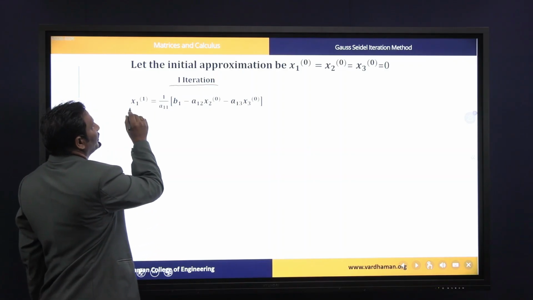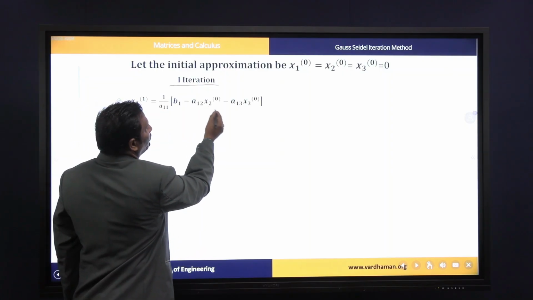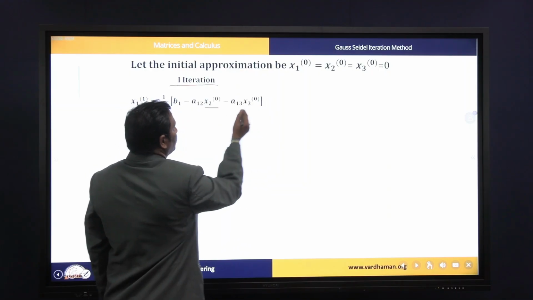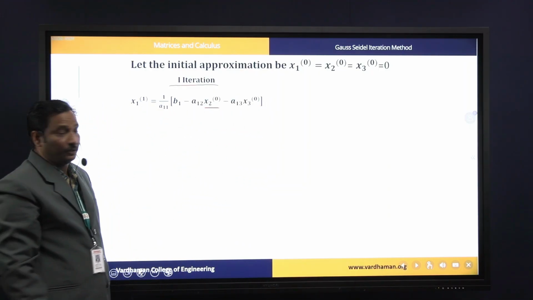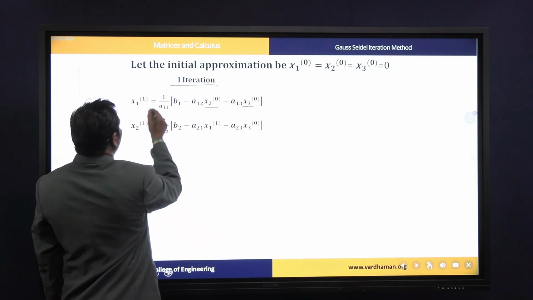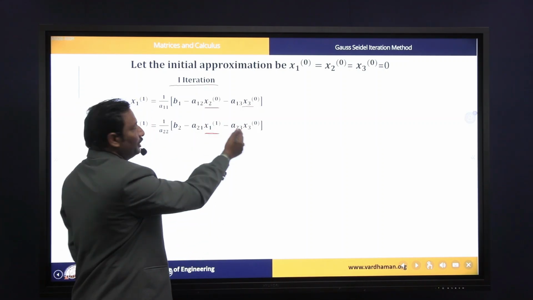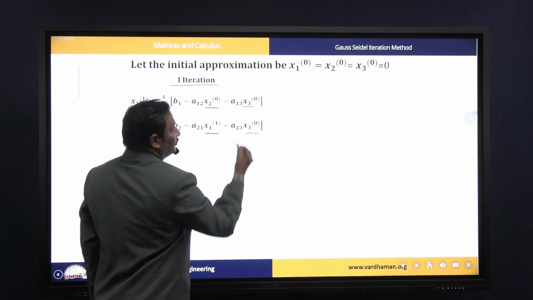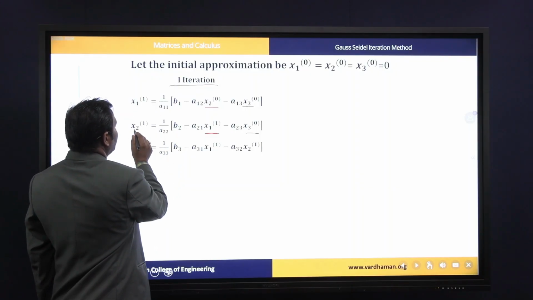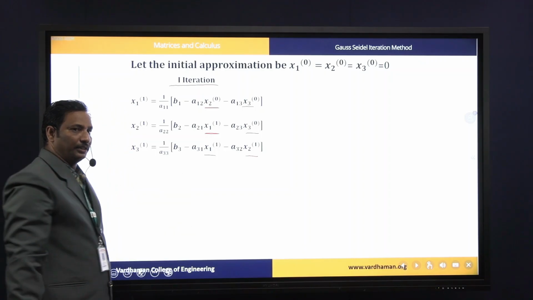In the first iteration, write x1 by substituting in the previous equation the initial approximations of x2 and x3. So we get the first approximation value of x1 and then of x2. Whatever approximation we got in the first approximation should be used at the next step, so that we get a resultant value. And for the first approximation of x3, we already know the first approximations of x1 and x2; substitute both in the equation so that we get the iterated value.